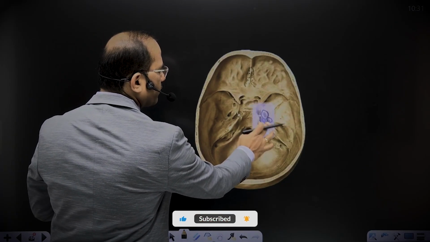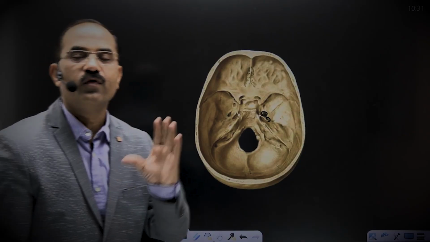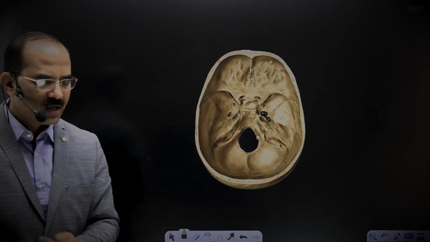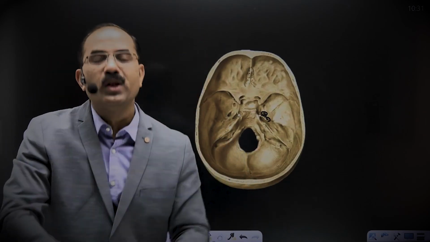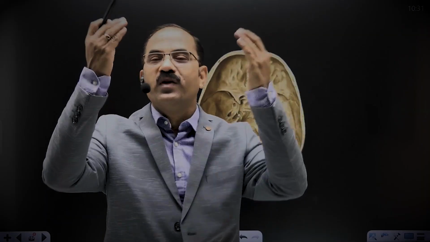Behind the foramen ovale is a small foramen, that's the foramen spinosum. That means if I'm in the infratemporal fossa, looking up, I find the greater wing of sphenoid with two foramens, the foramen ovale and the foramen spinosum. And what is the structure which gets out through the foramen ovale? The mandibular nerve. When the mandibular nerve gets out through the foramen ovale from the cranial cavity, it's right in the infratemporal fossa.